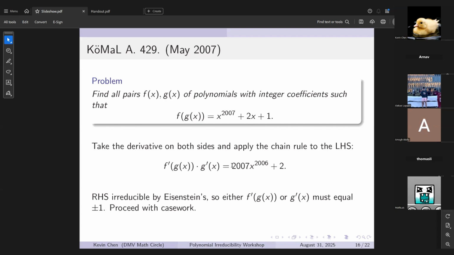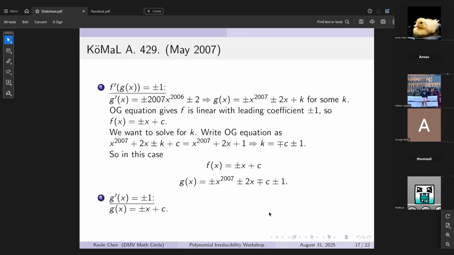So since this right-hand side is irreducible, if we have to factor it in order for the left-hand side to be solvable, the factors have to be plus or minus 1 and plus or minus this expression. And now we proceed with casework. The rest of this problem isn't really related to irreducibility, but it's really good practice with polynomials. So the first case is that the derivative of f composed with g of x is equal to plus or minus 1. Well, that means the other factor has to be what's on the screen right here.